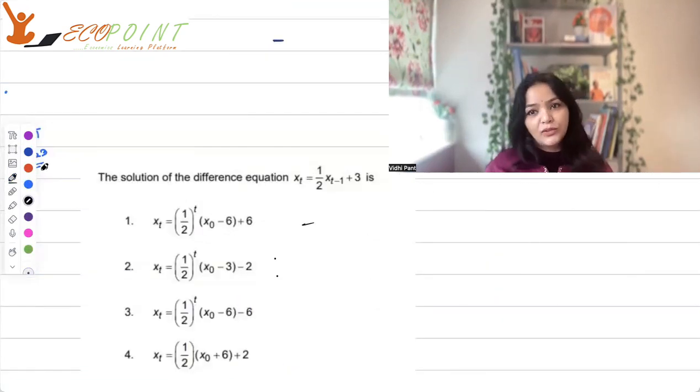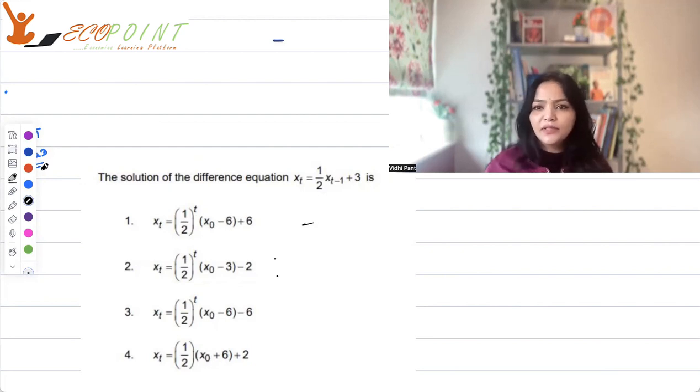Next, I'm taking a question on difference equation, and this is a question that came last year in the CUET exam. It's a very simple difference equation. xt is equal to half xt minus 1 plus 3.